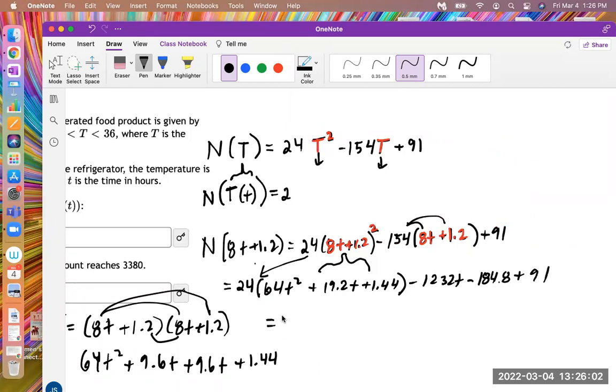Now I distribute this out again, the 24 times all three of those. So I get 24 times 64. And it's a good thing I'm letting you use your calculator with this, right? Because that would be really bad. This would be really hard. 24 times 19.2, we get 460.8t.